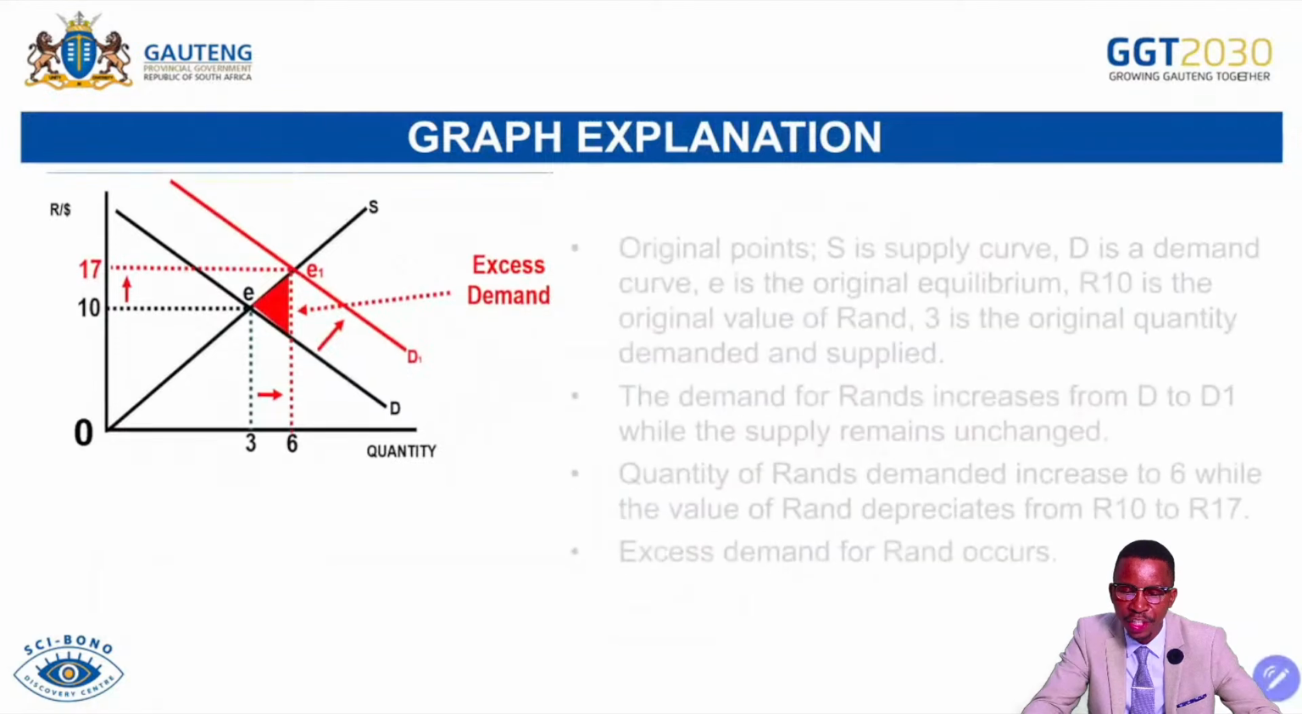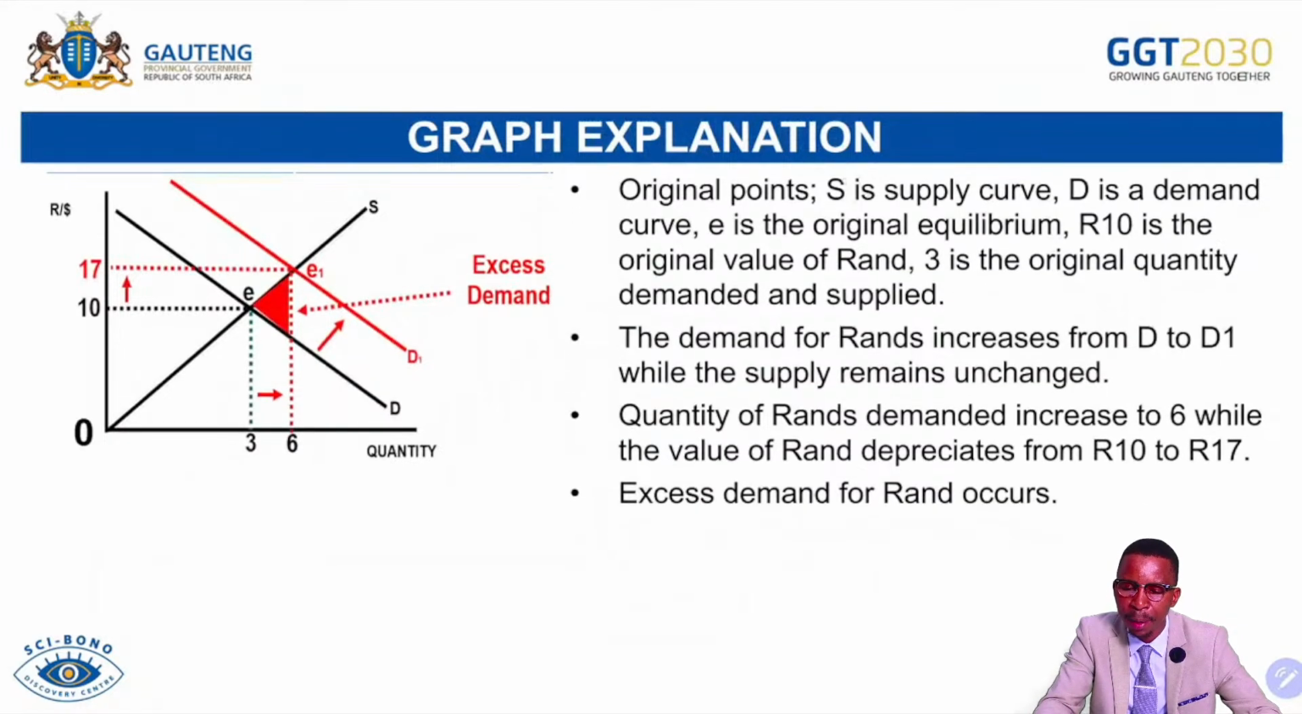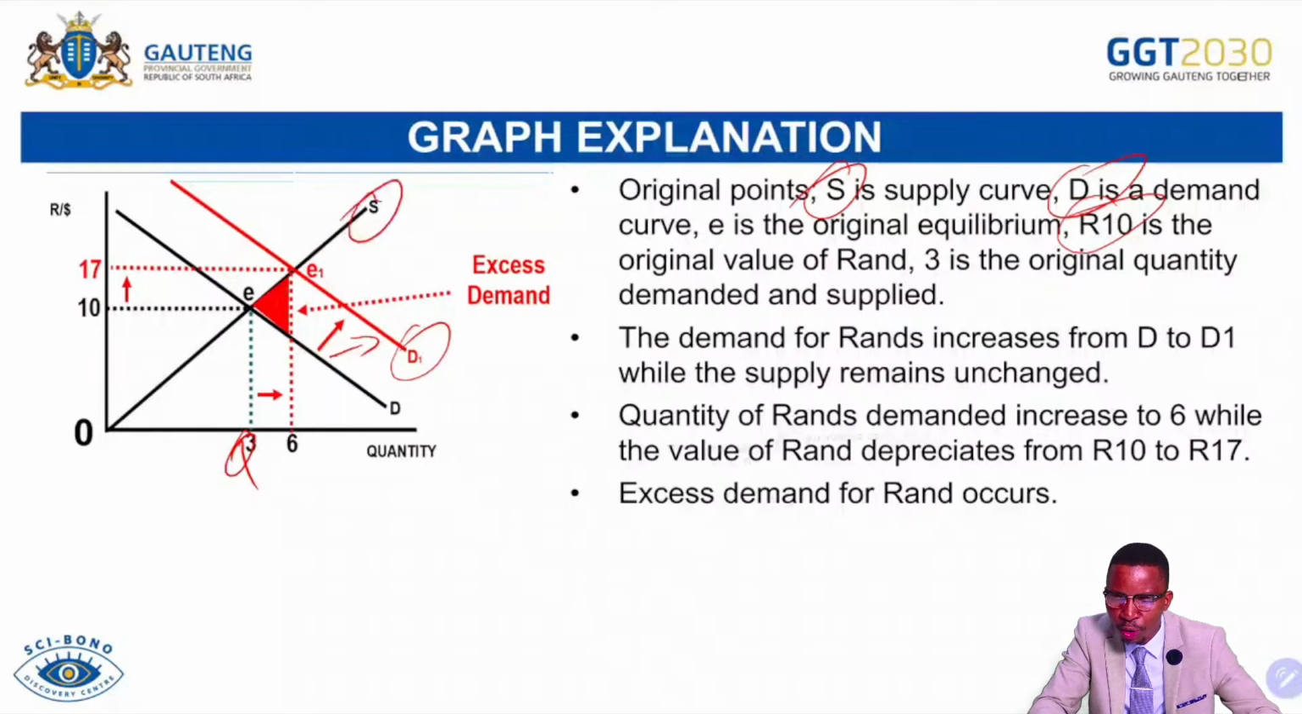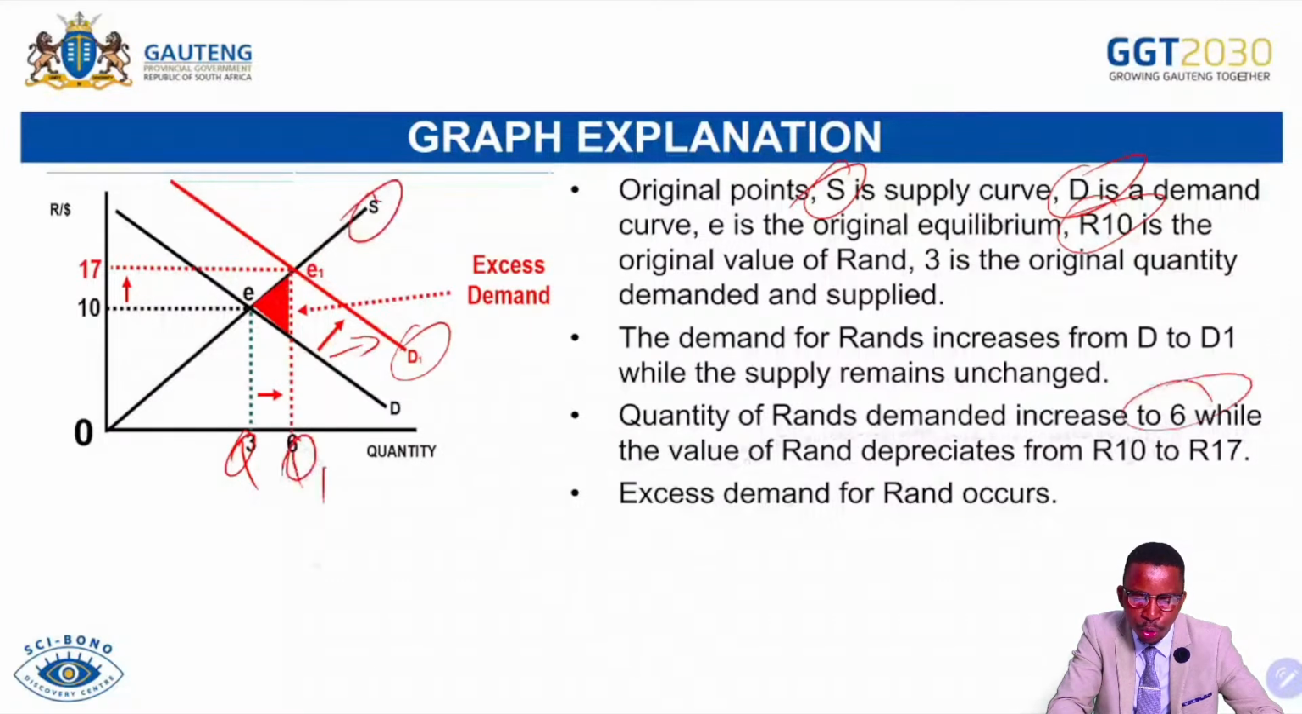It comes in. Let's check the explanation. Original points are indicated. S is the original supply, D the original demand, and originally we are paying 10 rand to afford a single dollar at Q. Then we have the original quantity, which is basically Q there, and then the demand for rands increases from D to D1. There you see the demand goes from D to D1, and the supply remains constant at S. From then the quantity of rands demanded increases to Q1, while the quantity supplied remains at Q.